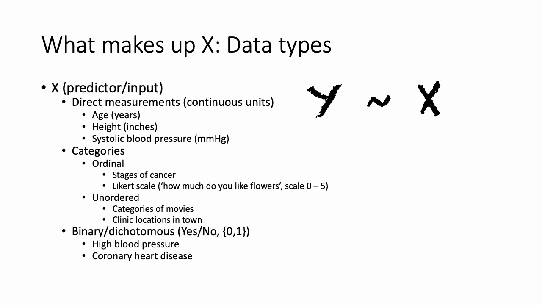These can be ordinal, meaning that they have some meaningful relationship across values, such as stages of cancer, or a Likert scale. This is your scale of 1 to 5. How much do you like flowers? Versus unordered categories, things like categories of movies, clinic locations within a town. Again, these are categories, but they don't have any natural representation. There's no natural order to these categories of movies or clinic locations.